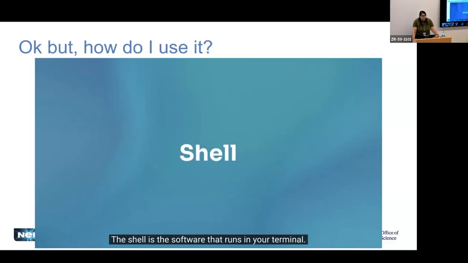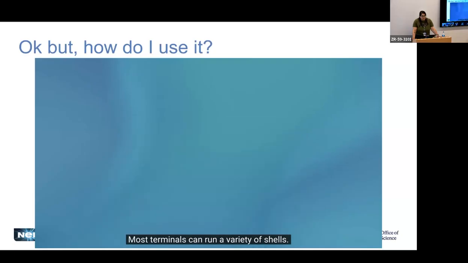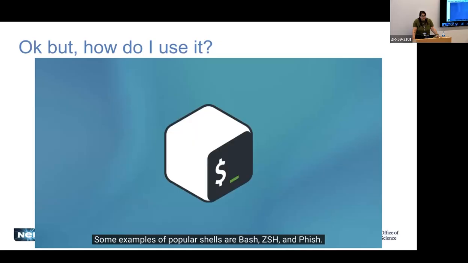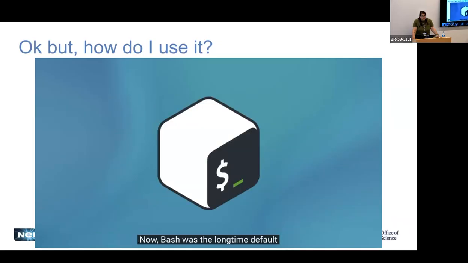The shell is the software that runs in your terminal. It takes your commands and then interprets and executes them. Most terminals can run a variety of shells. Some examples of popular shells are Bash, ZSH, and Fish. Now, Bash was the longtime default on macOS and Linux distributions, and it's still used for most servers.